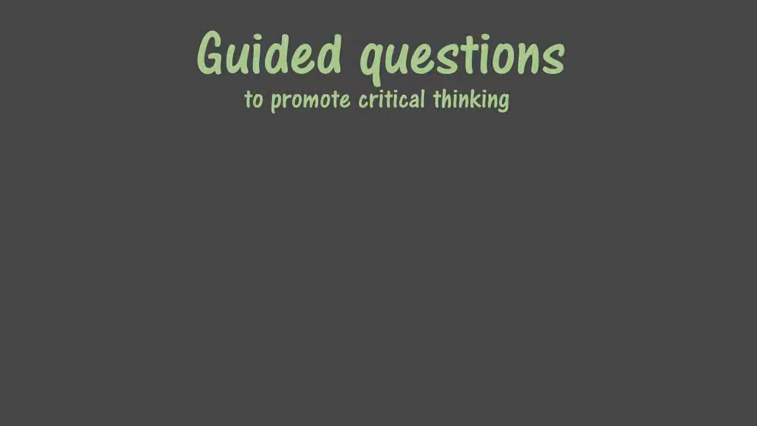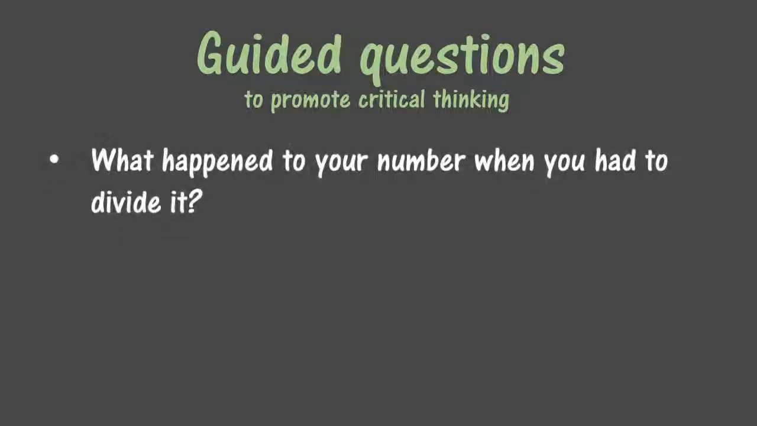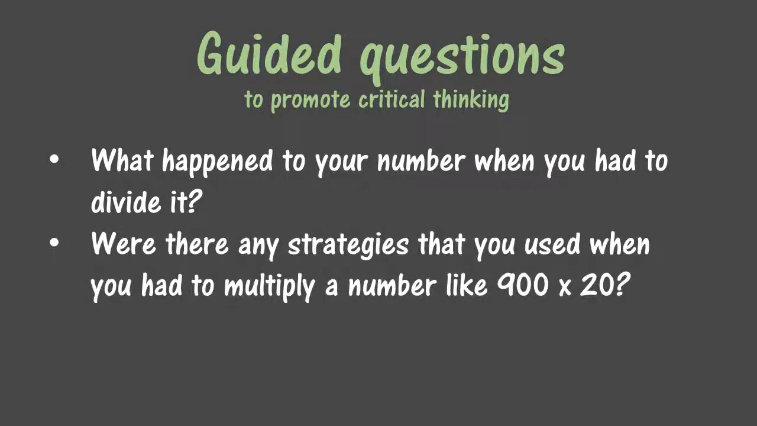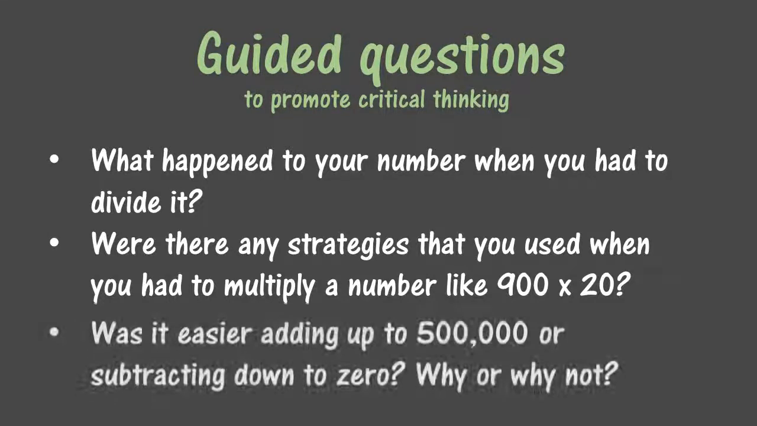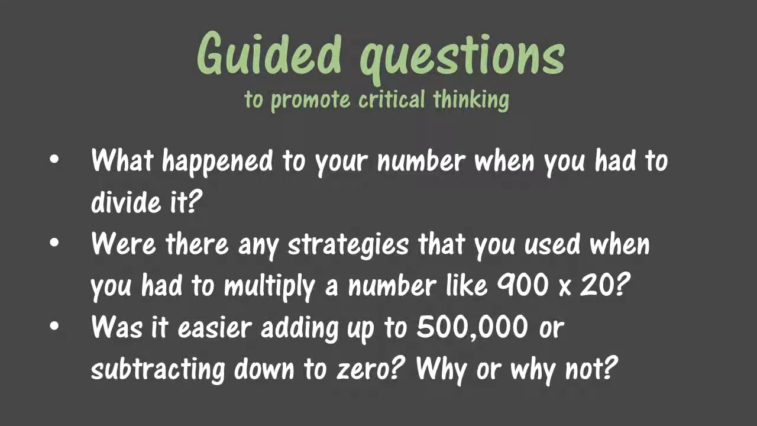Some guided questions to promote critical thinking are: what happened to your number when you had to divide it? Were there any strategies that you used when you had to multiply a number like 900 times 20? And was it easier adding up to 500,000 or subtracting down to 0? Why or why not? So that's the activity. Very simple, but it's a fun one to play. Enjoy.